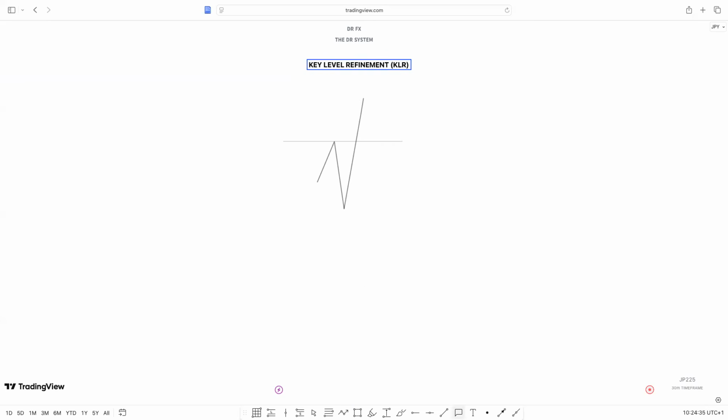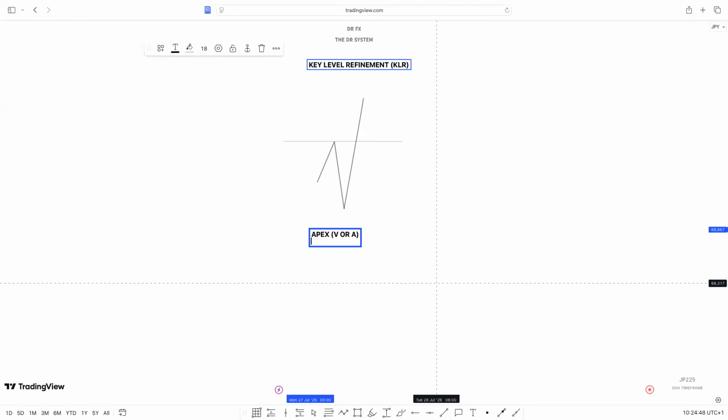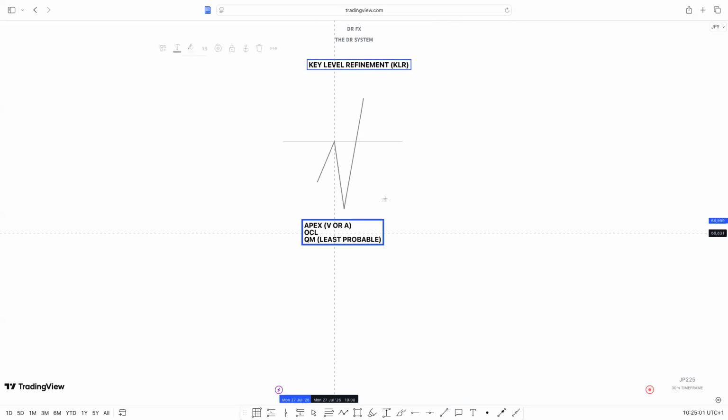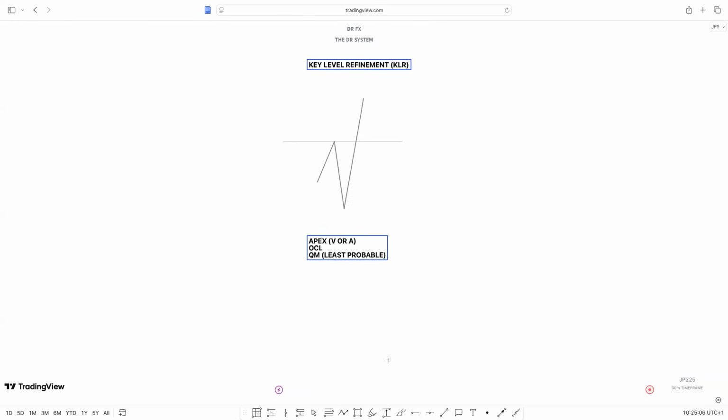Now, you are going to be using only 3 key levels. 1, apex. An apex can be a V-shaped or an A-shaped key level, so it can be a support or resistance. 2, an OCL. And then 3, a QM. QM is the least probable, which I don't even use a lot, but it works. So if you have the market disrespect this key level, then you're going to be paying attention to 2 key levels the most.